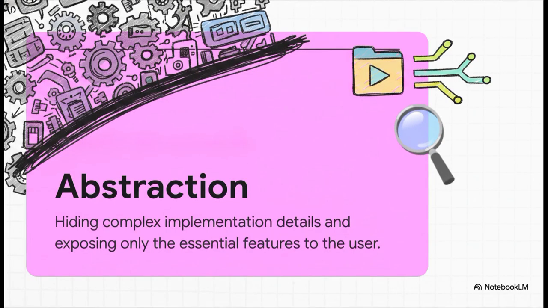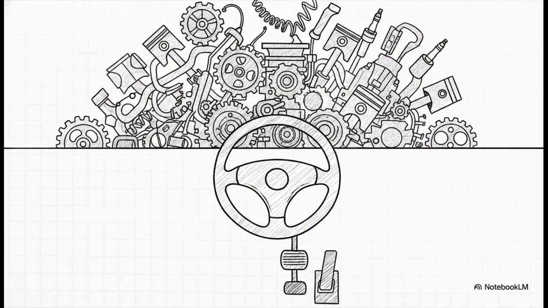And finally, our fourth pillar, abstraction. This is the practice of hiding the complex, messy implementation details and exposing only the essential features to the user. Basically, it's all about keeping the user interface clean and simple by hiding the absolute chaos that might be happening behind the scenes. The classic way to think about this is driving a car.